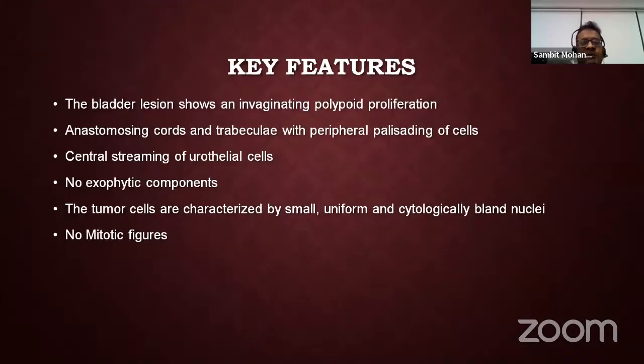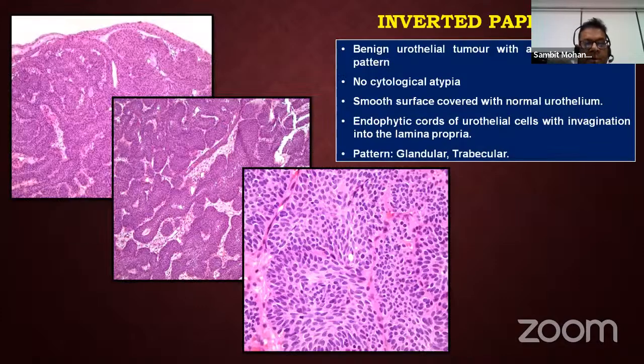So the key features you see are an invaginating polypoid proliferation with anastomosing cords and trabeculae. What is happening? They are like cords which are 2 cell layers thick. If it is more than that, they're more like trabeculae. They're joined with each other and with some thin cords as well. And the stroma is edematous.